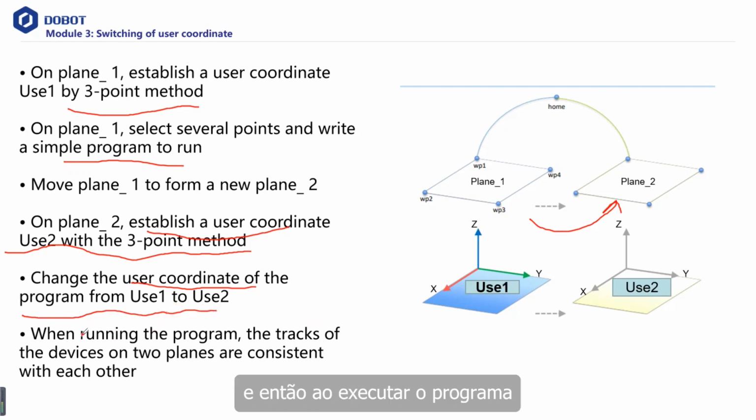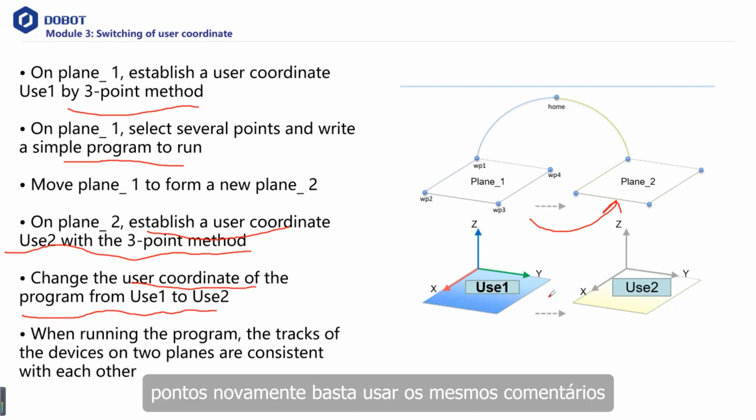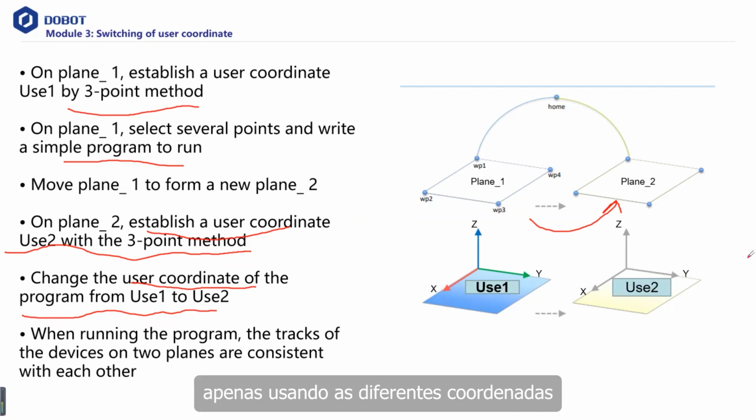And then when running the program, the tracks of the devices on the 2 planes are consistent with each other. So in this way, we can run the same program. We don't have to set up the points again, we just use the same program with different coordinates.